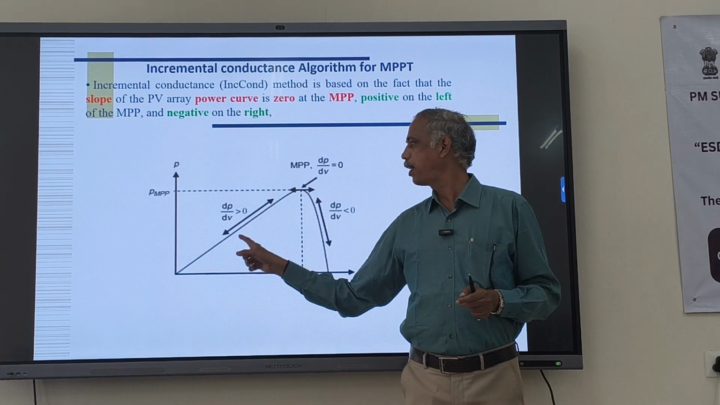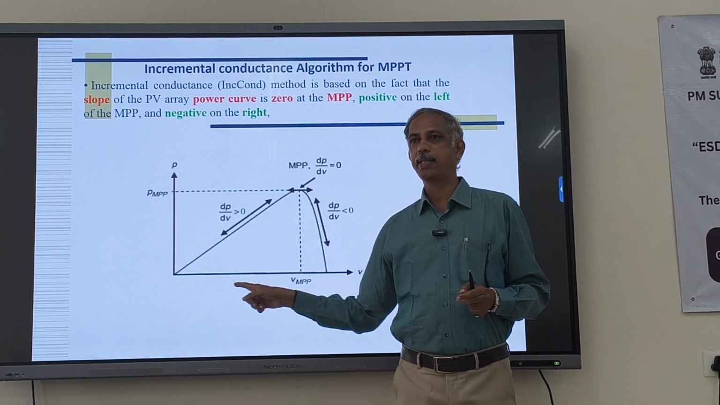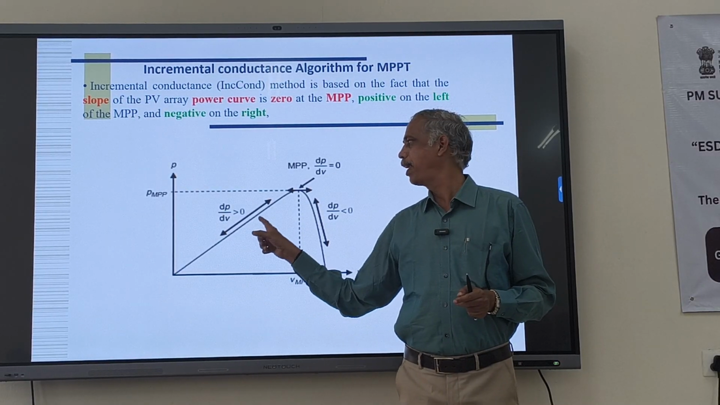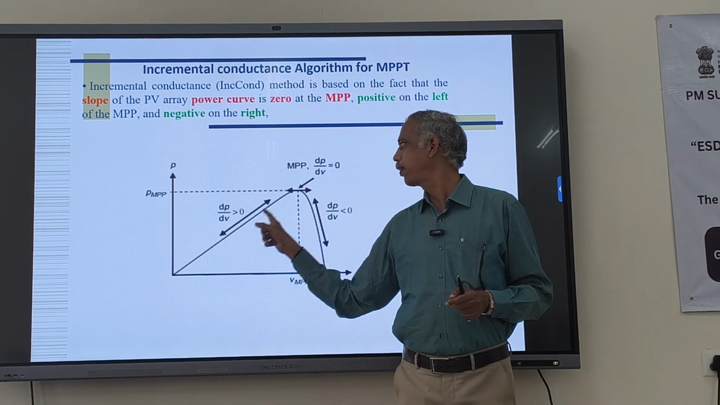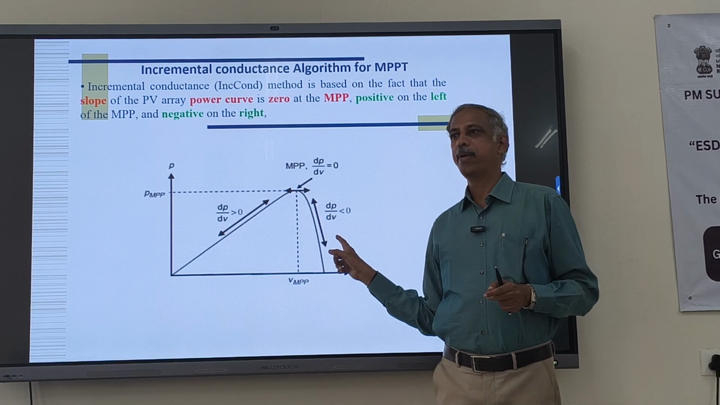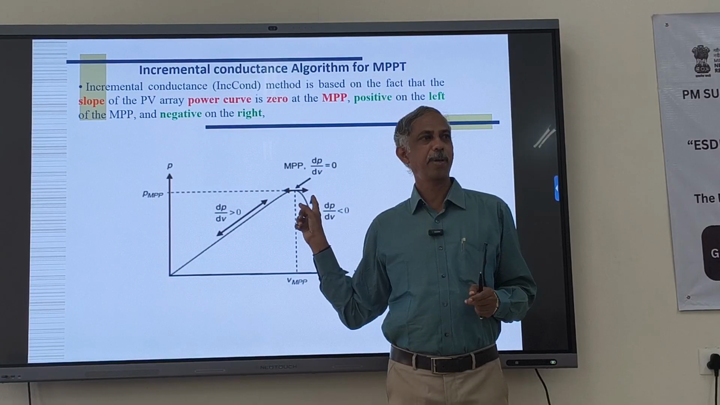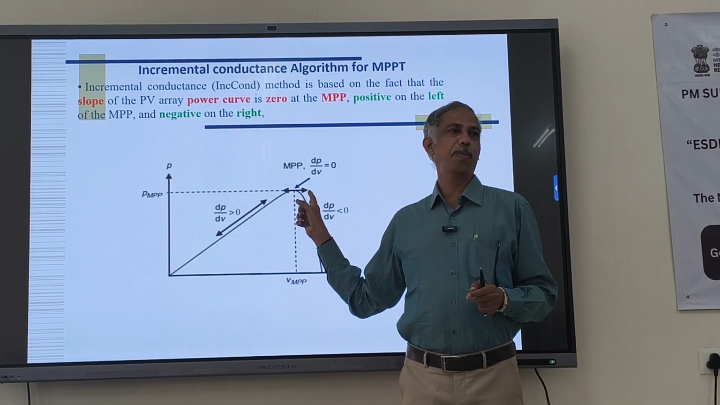So that slope is positive in this area. Is that okay? X axis is voltage, Y axis is power. Therefore dP by dV is positive from 0 to here. In this area dP by dV is negative. When dP by dV equals 0, what does that mean? That is the maximum power point.